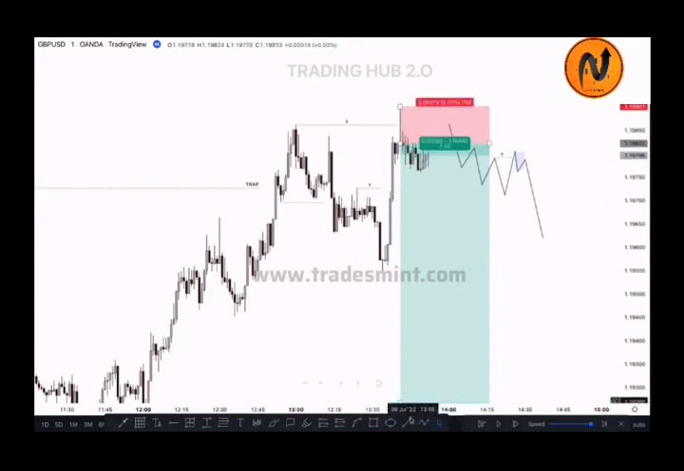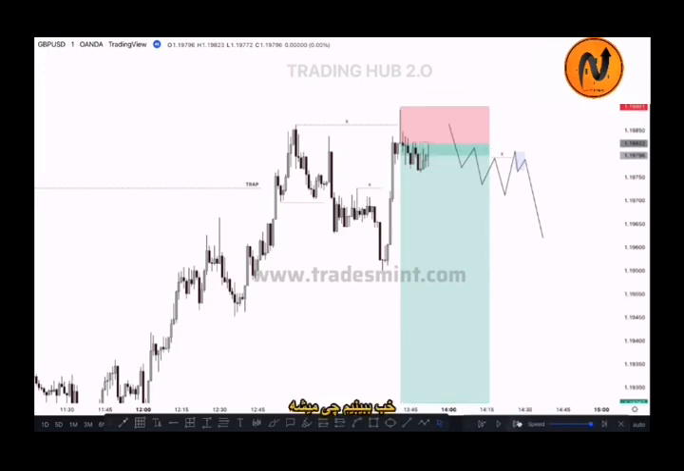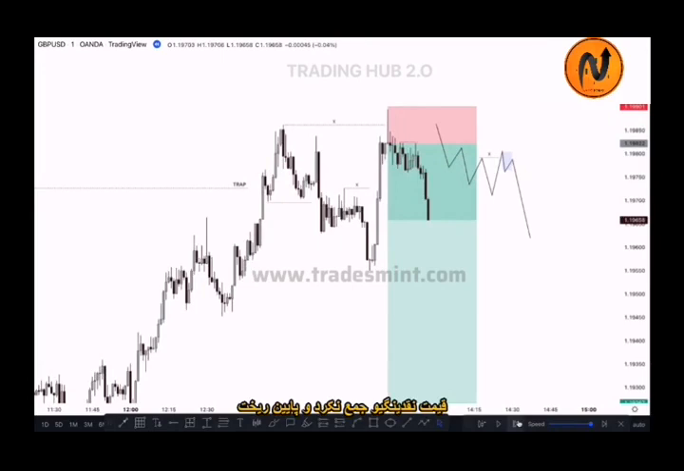Same thing applies here. In case market breaks this structure, sweeps this high and closes below it, then we can sell. Okay, so let's see what happened next here. Market did not sweep the liquidity, and market is pushing downside. Let's see.